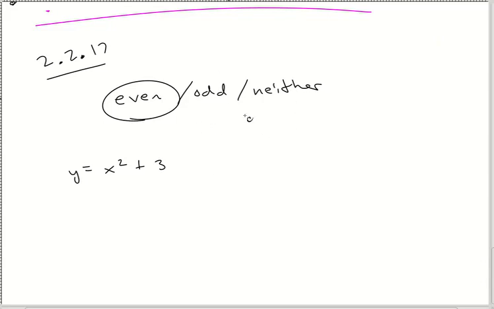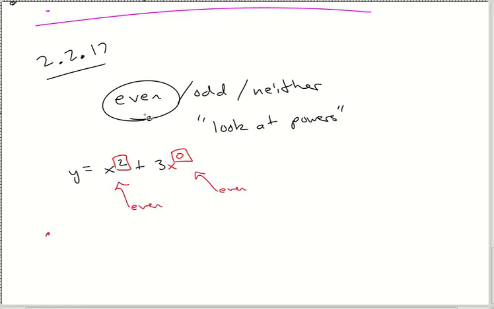We're going to basically look at the powers. That's what I have here. When I'm looking at the powers, I have a 2 power. And technically here, this is x to the 0. And 0 is even. So we got an even. We got an even. So guess what? It's an even.